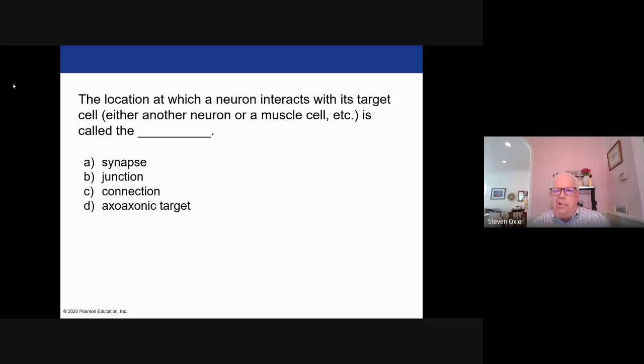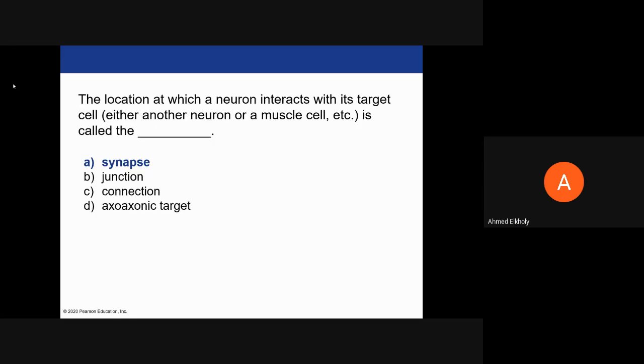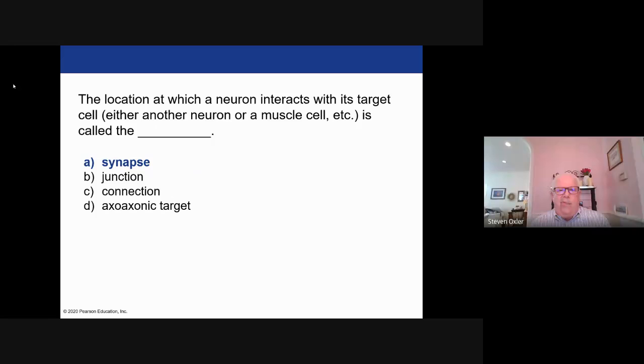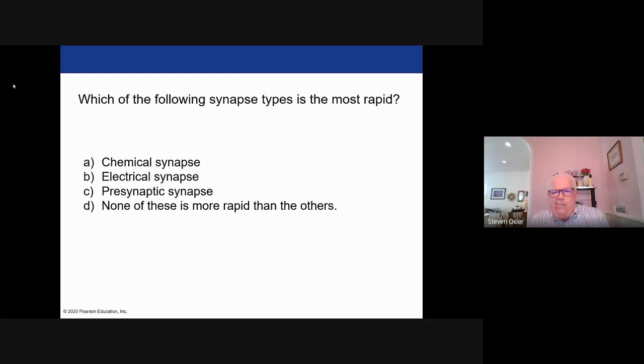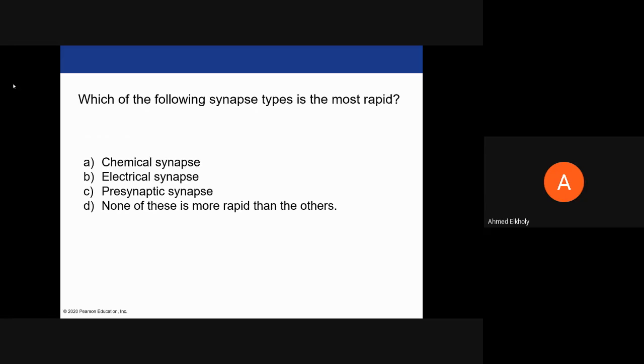The location at which a neuron interacts with its target cell, either another neuron or a muscle cell, is called the A. synapse. Which of the following synapse types is the most rapid? The electrical synapse.